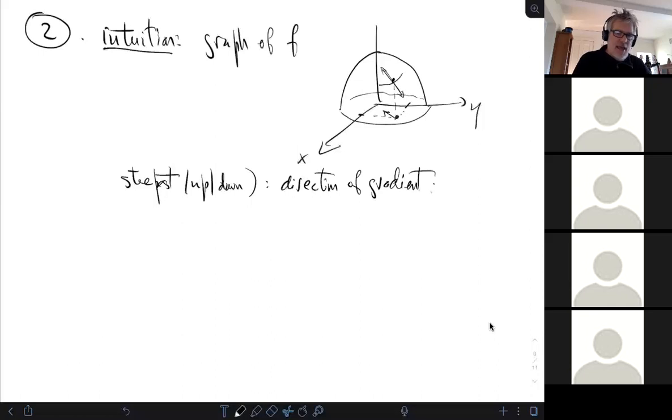Right? And intuitively, the flattest part, if you're going to walk on this mountain and you don't want to go up or down, you're basically going to be walking perpendicular to that steepest direction. So the flattest direction is perpendicular.